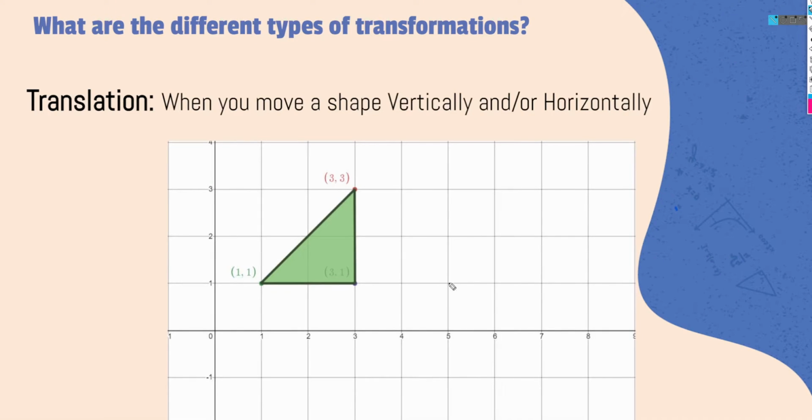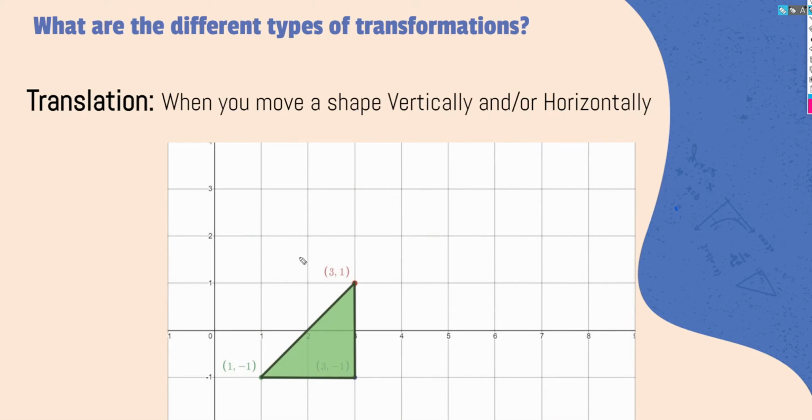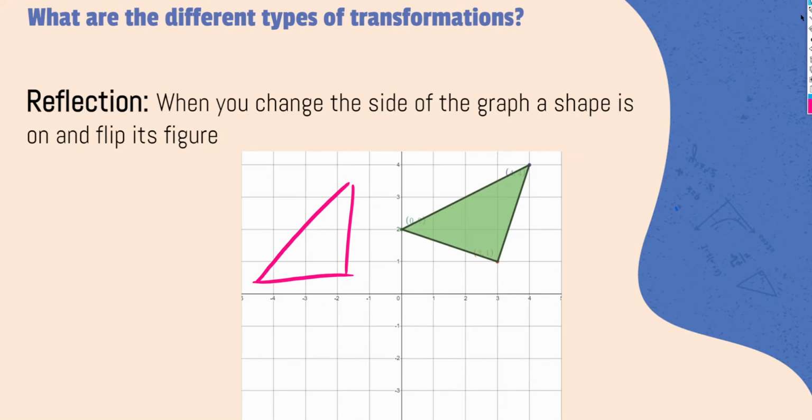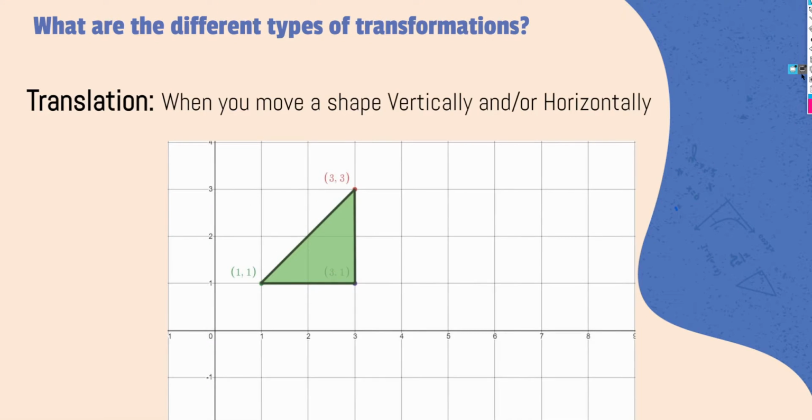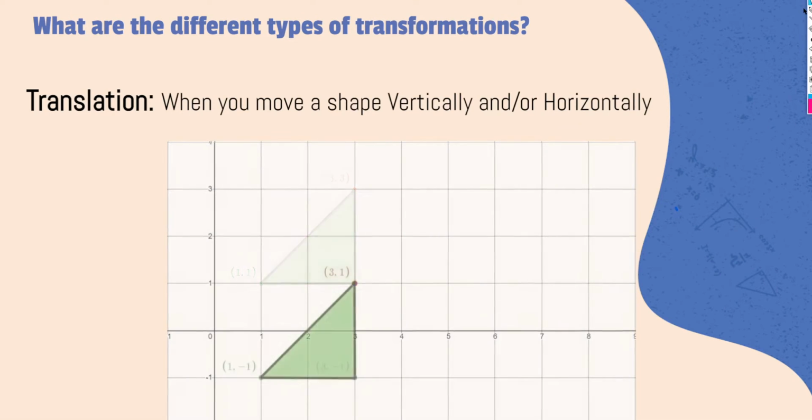Let's move it. Here, we'll move it. We'll draw the old one there. Yeah. Maybe something like this. Notice that it's not changing anything about the shape itself. It's still the same shape. Same angles, same side lengths, same orientation, same shape. It's just changing its position on the graph.